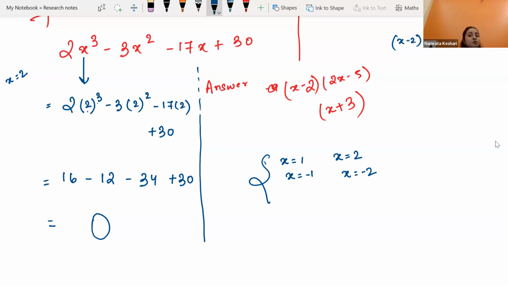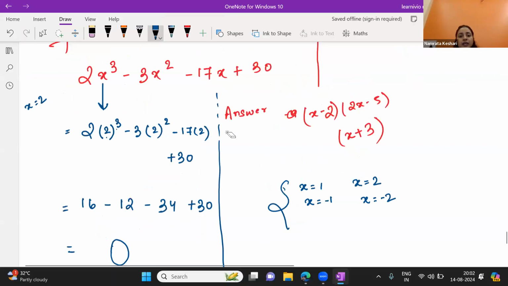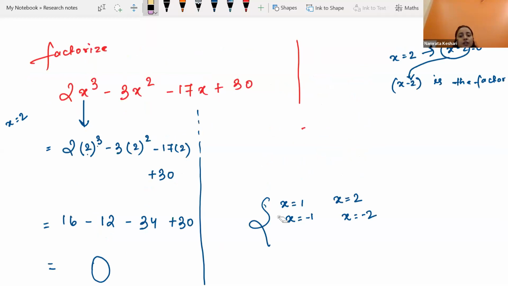Okay, when a zero is given, how do we calculate the factor? Just keeping 2 on this side, it will be x minus 2 equals 0. This x minus 2 is a factor of this polynomial. So far, is it clear? Yes, ma'am. Okay, so one of the factors we figured out is x minus 2.